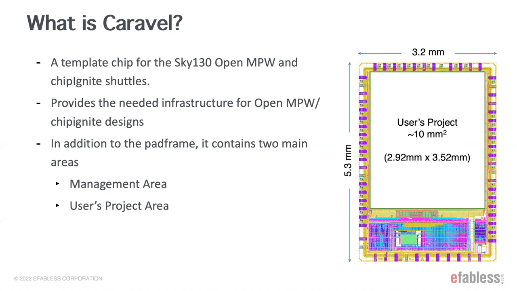So Caravel for us is a carrier ship. Just as the caravel ship was a carrier for cargo, the Caravel ship for us is the carrier of your design that you're going to submit to either Open MPW or chipIgnite shuttles. We started this with the SkyWater 130 open PDK, which was released as an open source PDK.